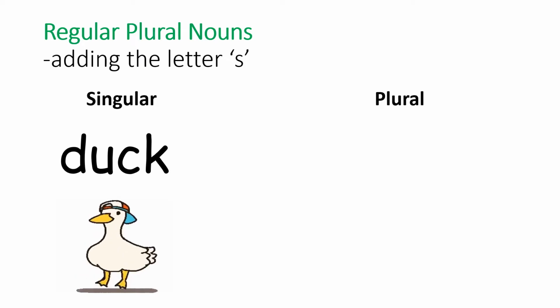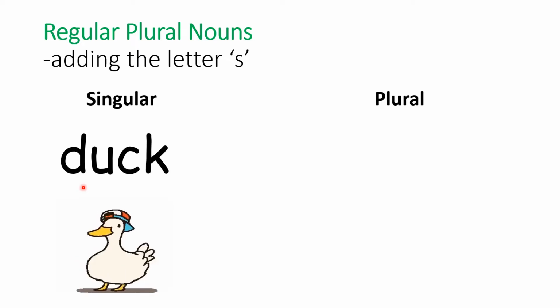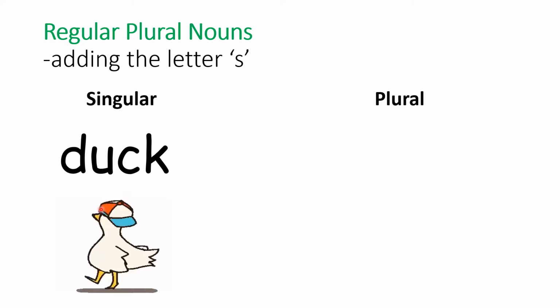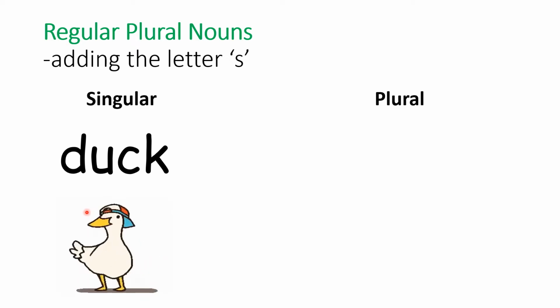Now let's have a look at the next example here. What do you see in this picture? In this slide here, you can see a duck. Repeat after me. Duck. How many ducks can you see here? There is only one duck. A duck. If there is only one duck, meaning to say it is singular.